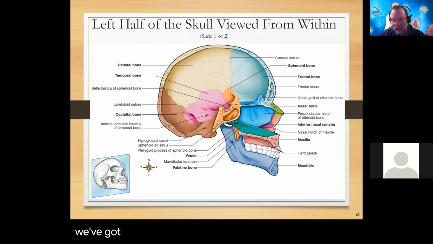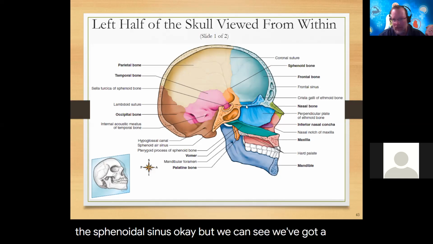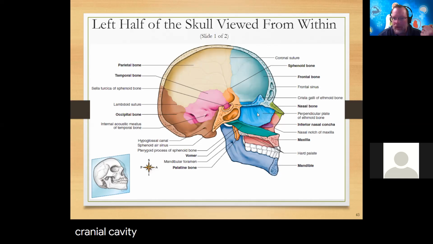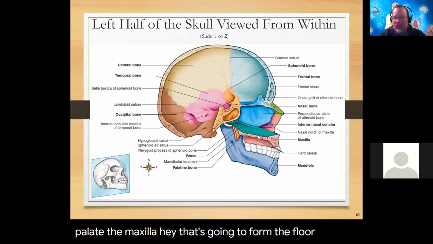And then we've got this middle floor of the house called the nasal cavity. That's got a little closet space here. We've got the sphenoidal sinus. We can see the ceiling of the nasal cavity is also the floor of the cranial cavity. And down here we see the hard palate, the maxilla. That forms the floor of the nasal cavity, but it forms the roof or the ceiling of the oral cavity. So we have three large rooms separated by a couple of bones.